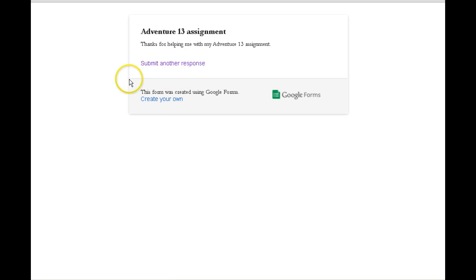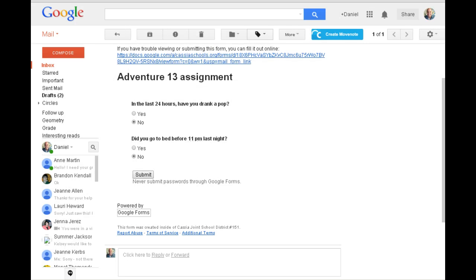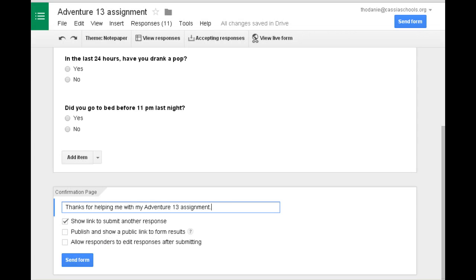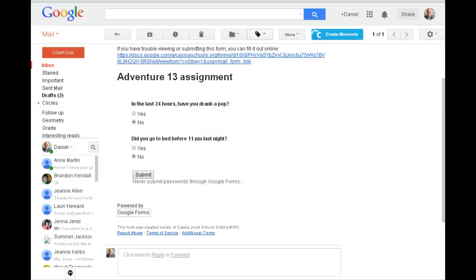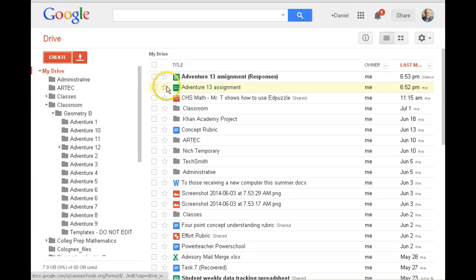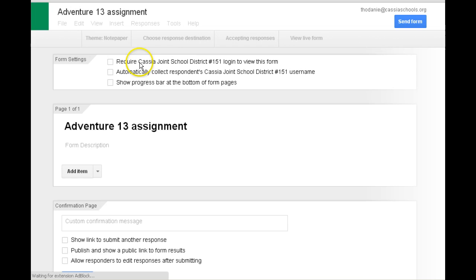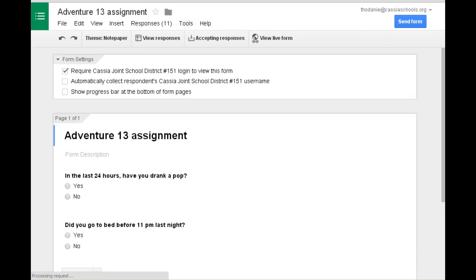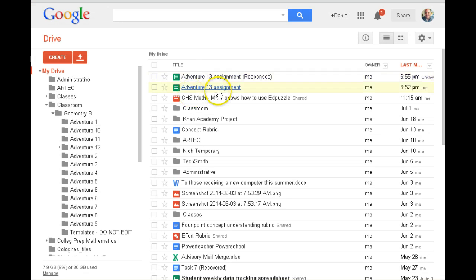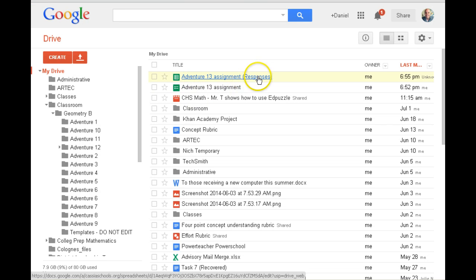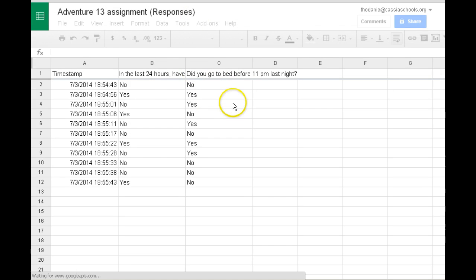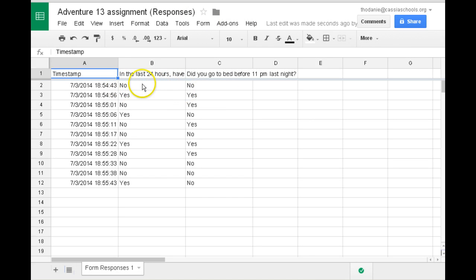So now the question is, what comes from this? Well, here's our form, but the data is going to get collected in our drive. Notice this was my drive where my form was, right? If I click here, I can see my form. But down here in my drive is where my responses are. So I clicked on that. Did you see it? Adventure 13 assignment responses. If I go in here, hey, I have all of the responses.